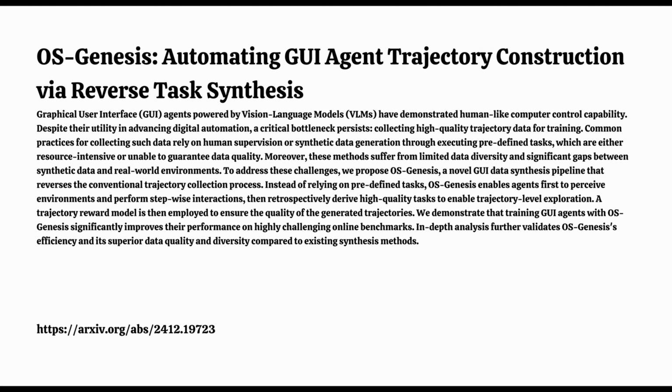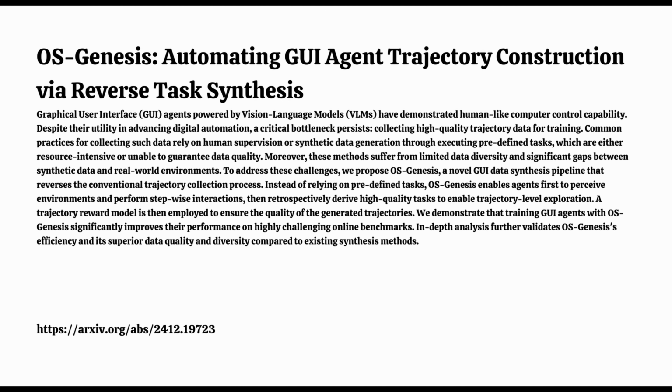Right. And to really test this out, they put OS Genesis through its paces using two benchmarks: Android World, which focuses on mobile tasks, and Web Arena, which is all about web tasks. The results were pretty impressive. The AI trained with OS Genesis was significantly better at completing tasks than AI trained using those traditional methods. How much better are we talking? Well, on Android World, it was nearly twice as successful. Wow, that's a huge improvement.